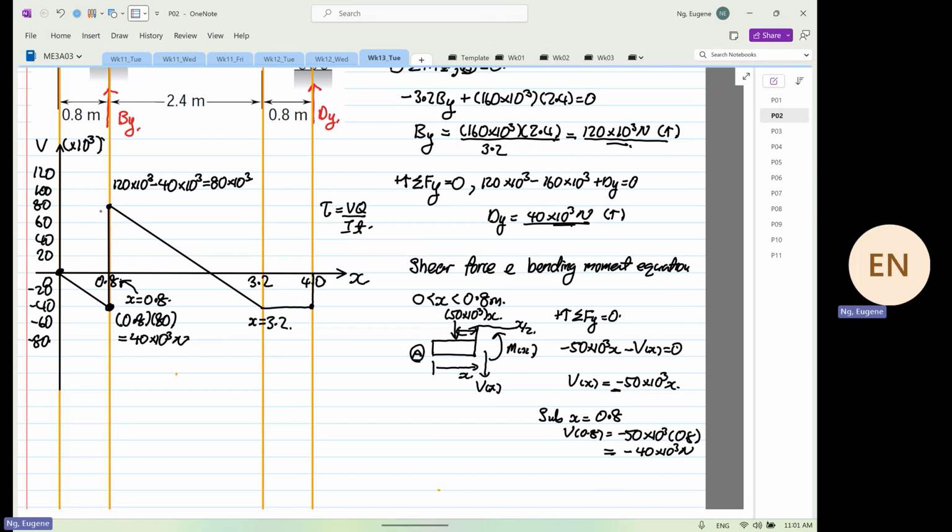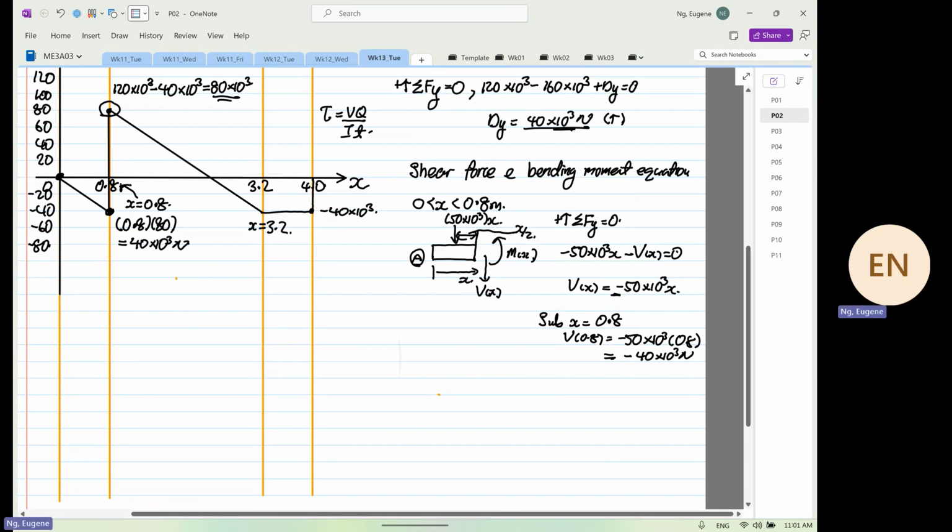Why? Because over here, you have V equal to 80 times 10 to the power 3, and you have V over here, which is equal to minus 40 times 10 to the power 3. So there are 2 points of interest, x equal to 0.8 and x equal to 3.2, by just viewing the shear force diagram. But we know that this structure is also loaded due to bending moment, yes or no? So the next thing that we will sketch is our bending moment diagram.